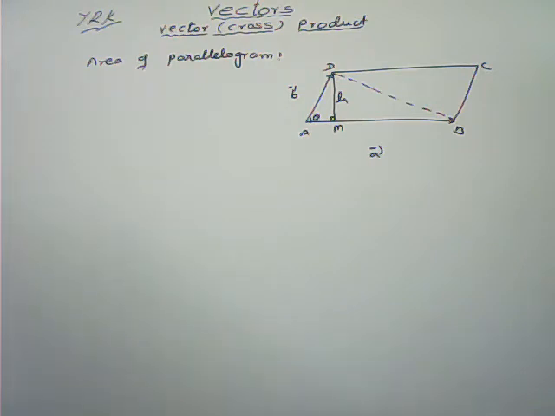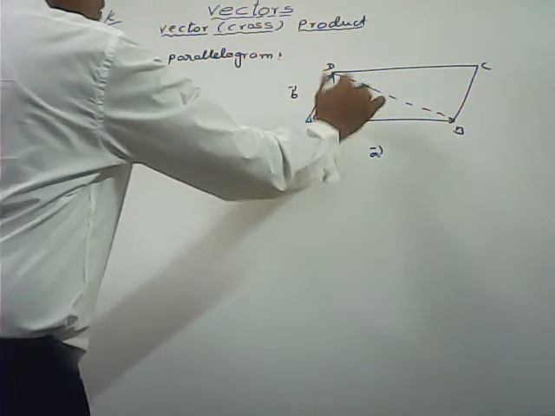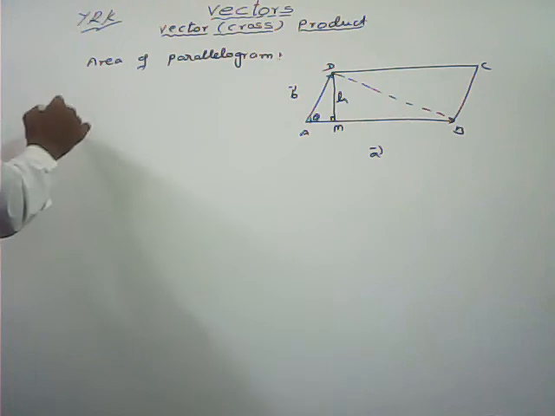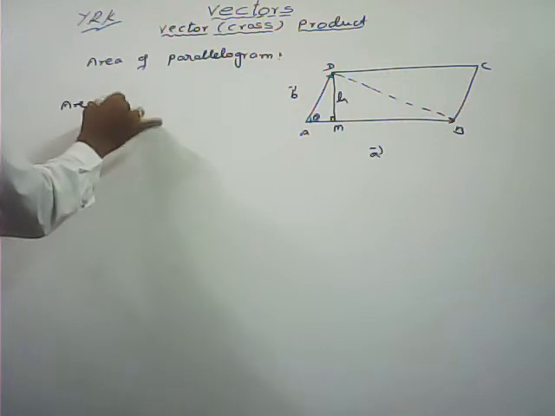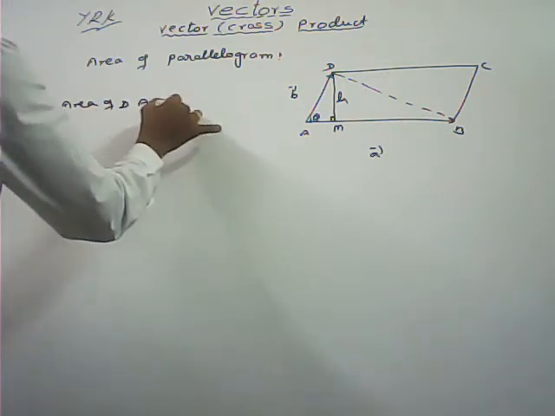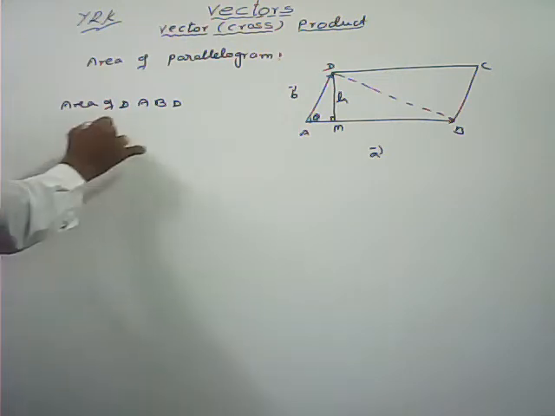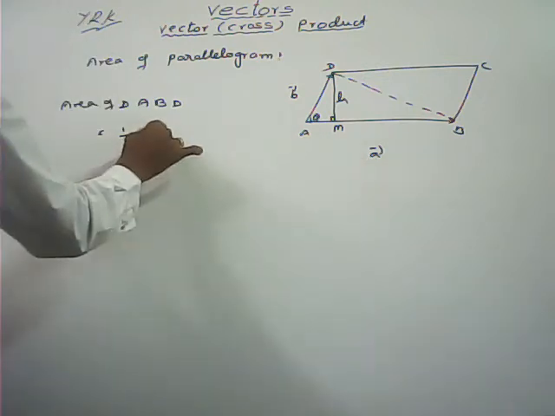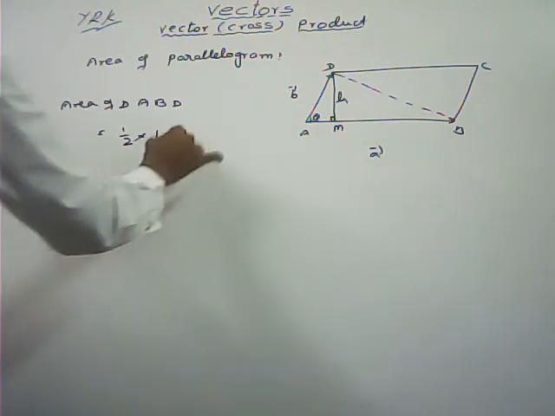So the diagonal, what are the properties of a parallelogram? Here this is one of the properties only. The diagonal of a parallelogram divides it into two triangles of equal area. So first you can find the area of triangle ABD, then multiply it by 2, then we get the area of the parallelogram. Now the area of triangle ABD is equal to half into base. What is the base here? That is modulus of A bar, and the corresponding altitude, that is H.